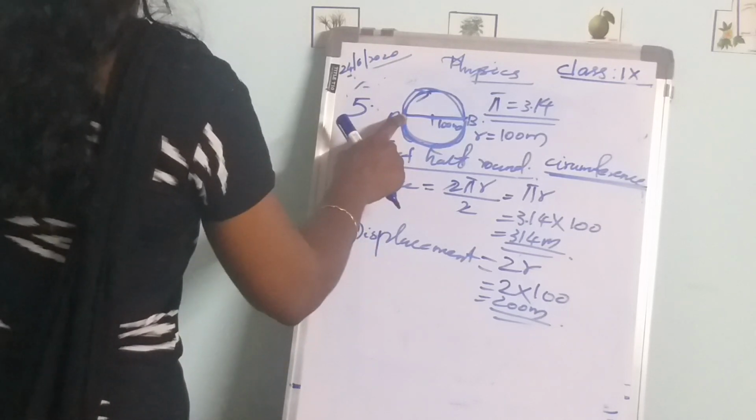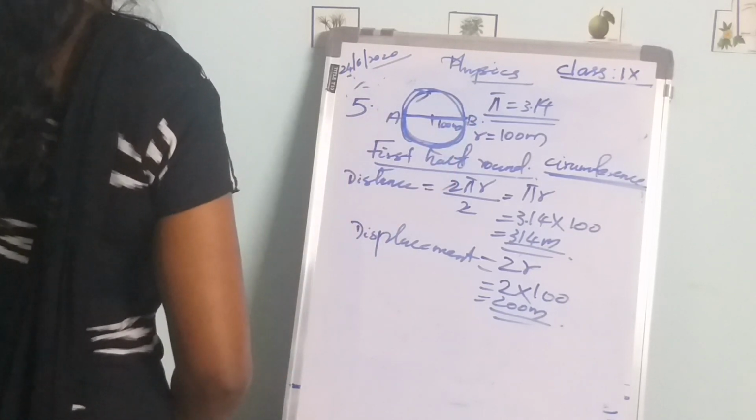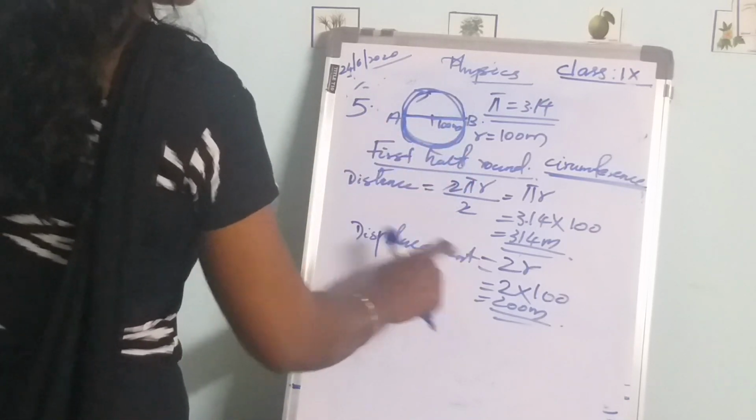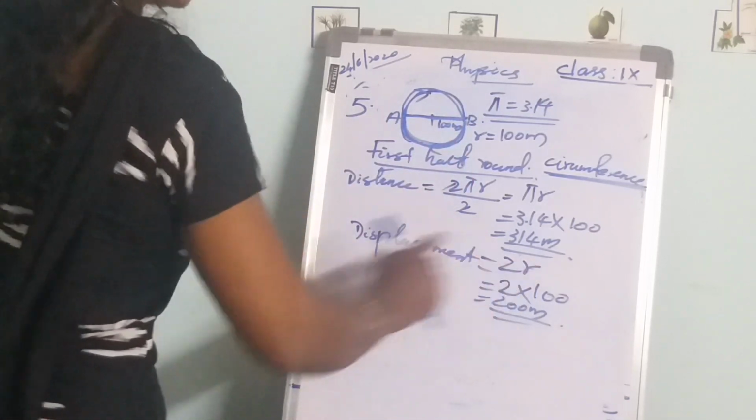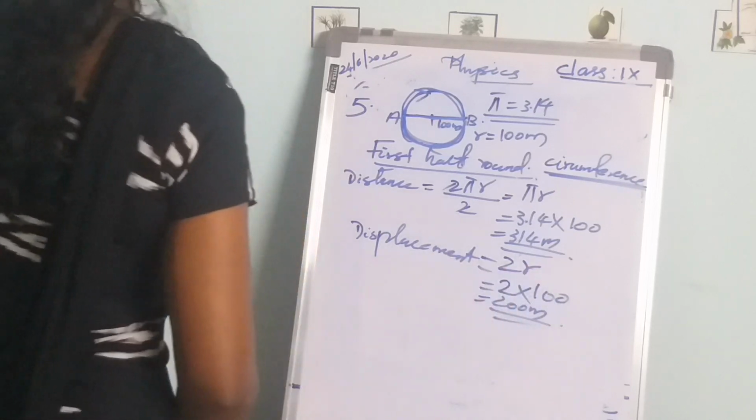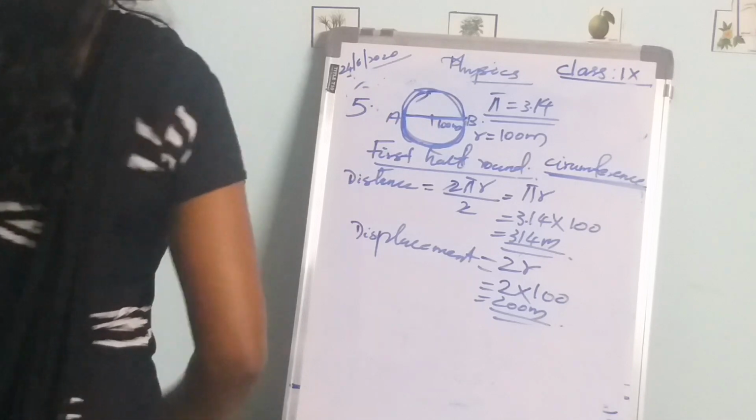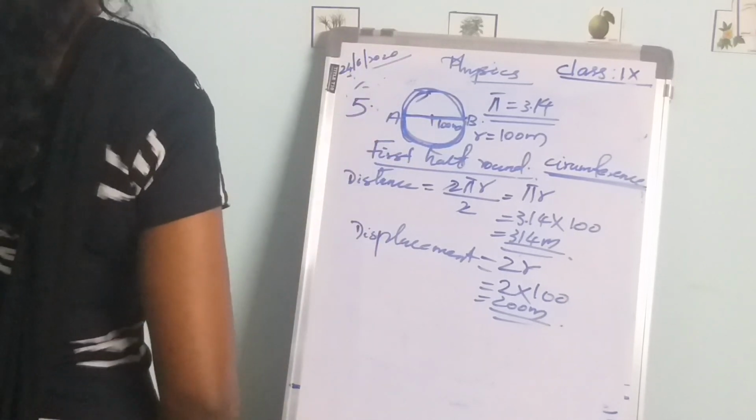Then what about the displacement? The initial position is A and the final position is B, so the displacement is AB. The AB line represents the diameter of the circle, that is 2r. That is 2 into 100, so we get 200 meter. That is during the first half round.